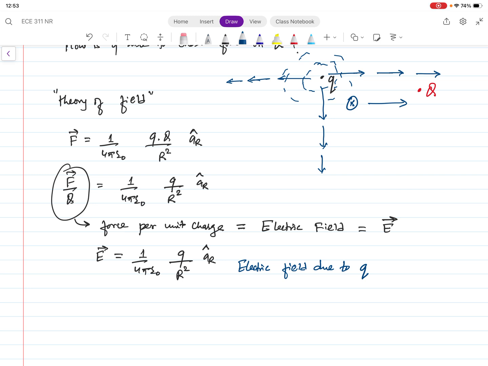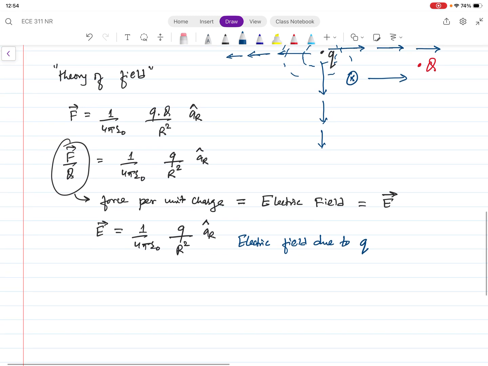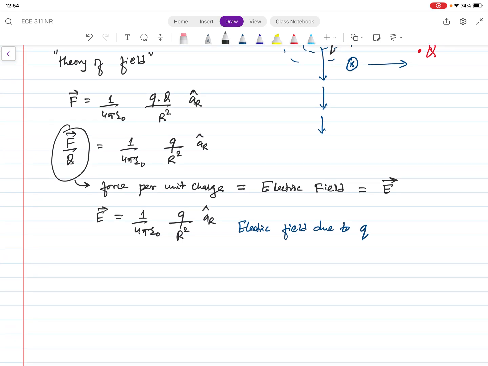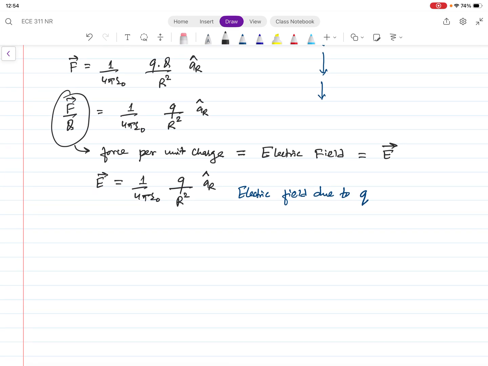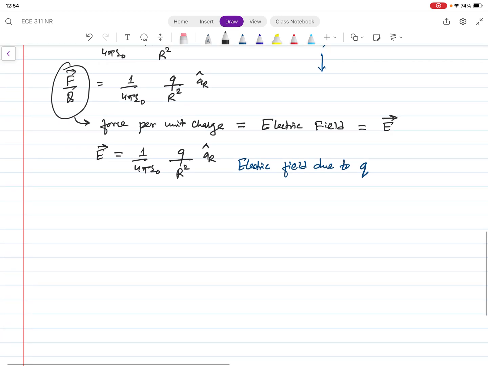And notice that this electric field has no reference to the test charge q, because here we have isolated the source of field from the object placed in the field. I'll explain more in detail. So this is the electric field due to a single point charge q.